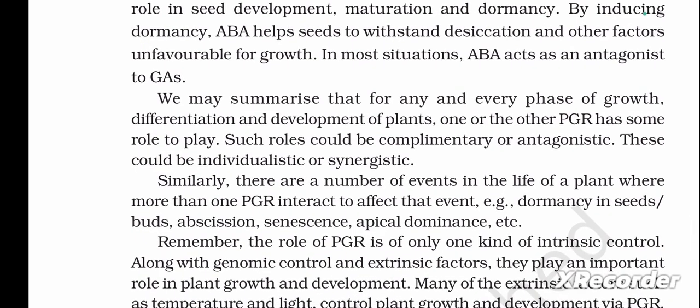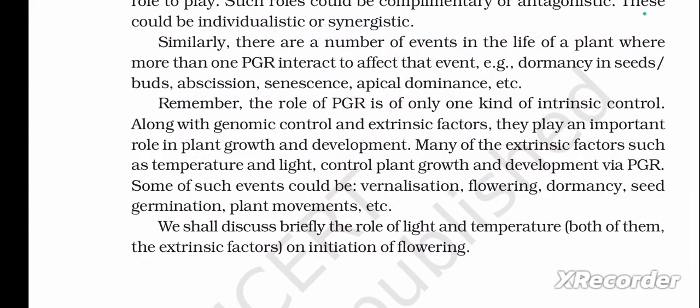In most situations, ABA acts as an antagonist to GAs. We may summarize that for any and every phase of growth, differentiation, and development of plants, one or the other PGR has some role to play. Such roles could be complementary or antagonistic. These could be individualistic or synergistic. Similarly, there are a number of events in the life of a plant where more than one PGR interact to affect that event. Example, dormancy in seeds or buds, abscission, senescence, apical dominance, etc.